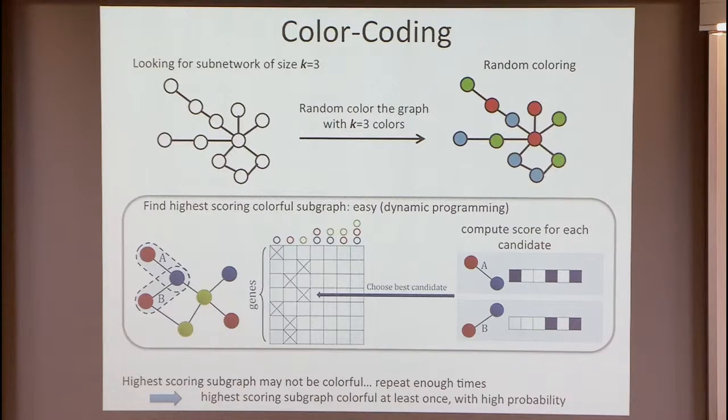Okay, so if the highest scoring subnetwork for our problem is colorful in our graph, we will identify it using this approach. However, since we have used random colors, it may be that the best scoring subnetwork is not colorful. So what we can do is repeat this approach many times, and at the end, we can report the highest scoring subgraph that we identify. And one can actually prove that the highest scoring subnetwork will be colorful at least once if one repeats this process enough times.